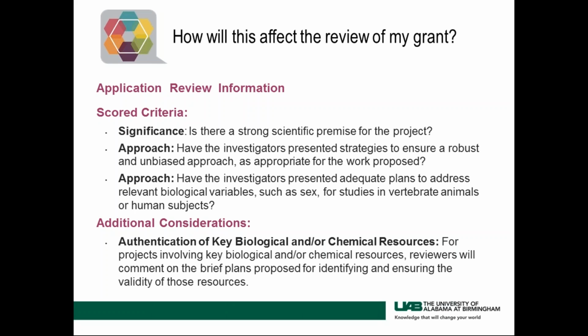And then the one that really caused a lot, because this caused a new form, the authentication of key biologic and chemical resources. That's the one I usually don't have. But guess what? Even if you don't have it, you got to submit the form. That caused a lot of headache, okay? And nobody knew what they should put on the form. I'll help you understand what should be on the form, okay?